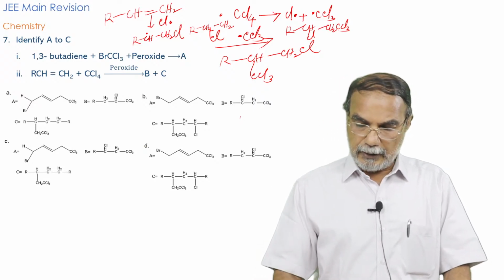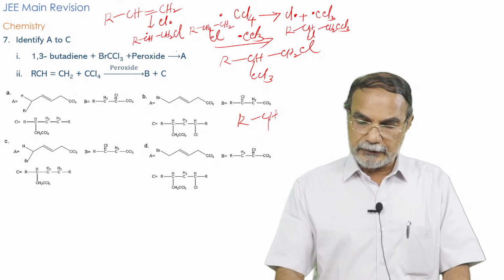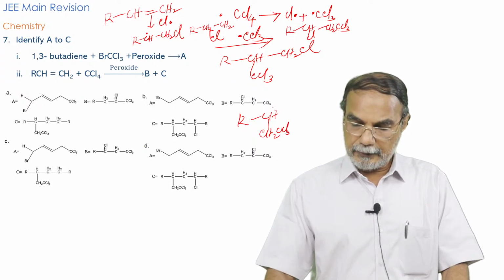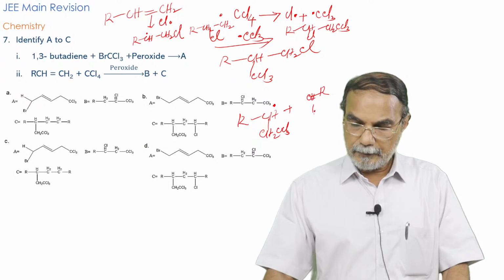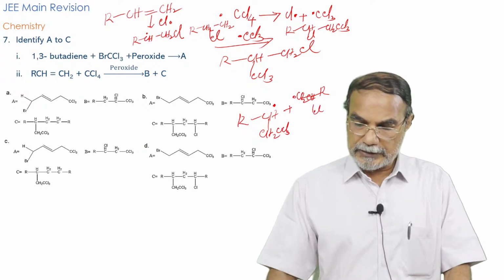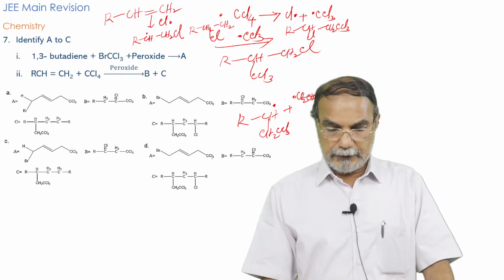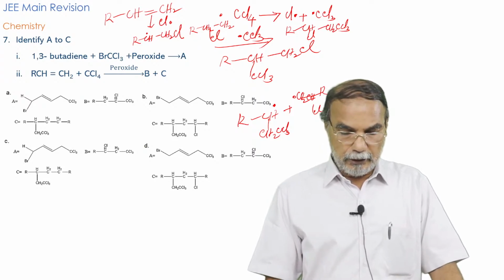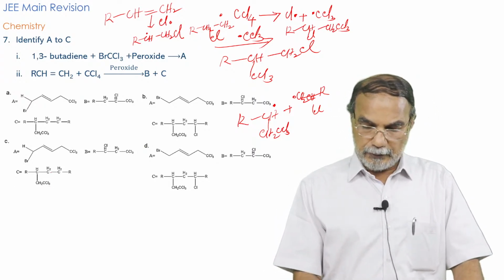The product: RCH CH2 CCl3, with a dot, combining with RCHCl CH2. So there is a radical recombination sort of reaction leading to the product given as C in the options, RCH CH2CCl3 CH2CH2R.